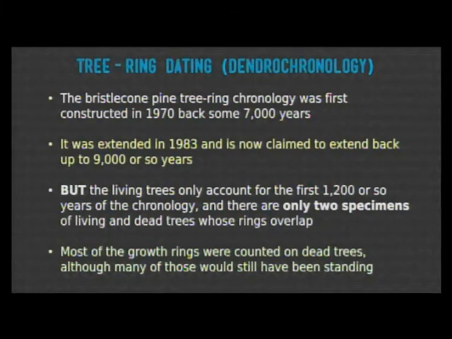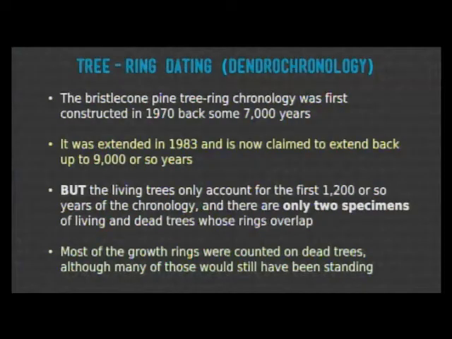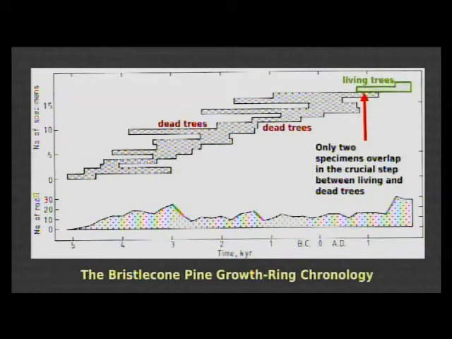And there are only 2 specimens where the living and dead tree rings overlap. One specimen of a living tree and one specimen of a dead tree has produced that overlap. Most of the growth rings were counted on dead trees, although many of these are supposedly still standing. So you can see there on the right hand up the top, the living trees only go back about 1,200 years for their rings. Notice there's only one specimen of a living tree and one specimen of a dead tree connect this whole chronology. So that immediately is suspect.